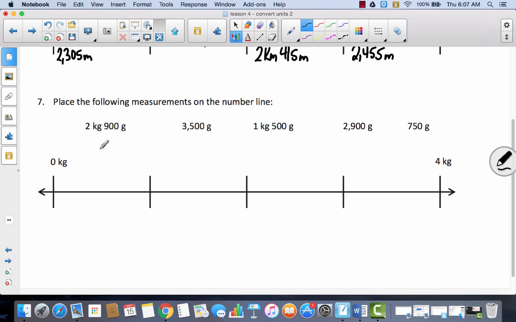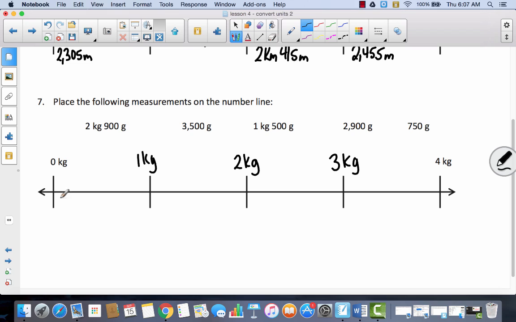All right, so first of all, I noticed that my number line goes from 0 kilograms to 4 kilograms. And I'm thinking that each of these marks represents 1 kilogram. I'm going to count and see if I'm correct. 1 kilogram, 2 kilograms, 3 kilograms, 4 kilograms. So yes, this would be 1, 2, and 3. Go ahead and label yours too.